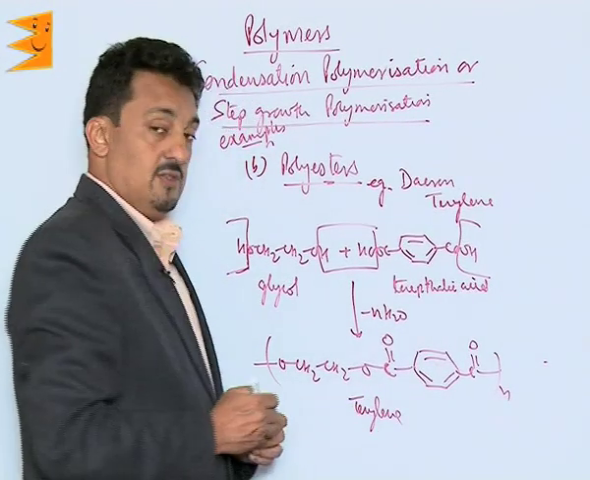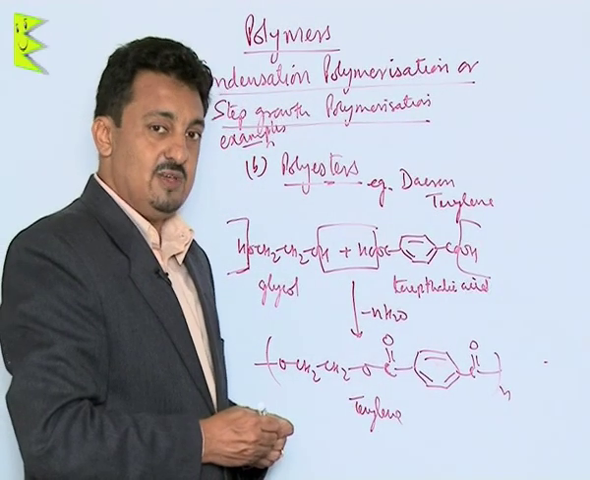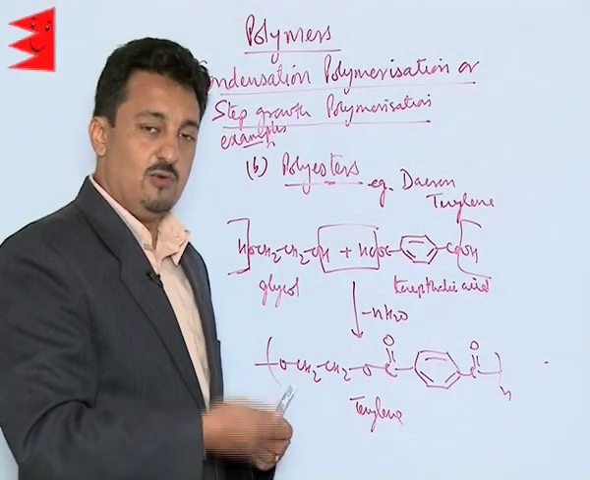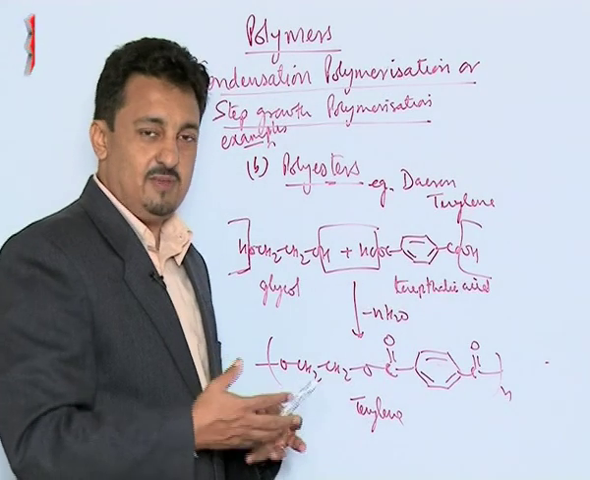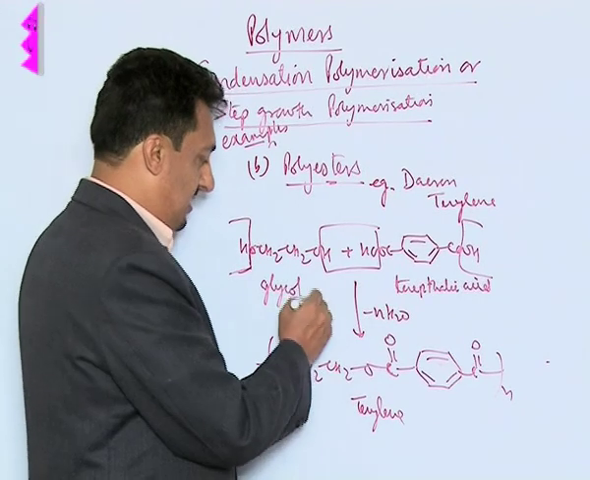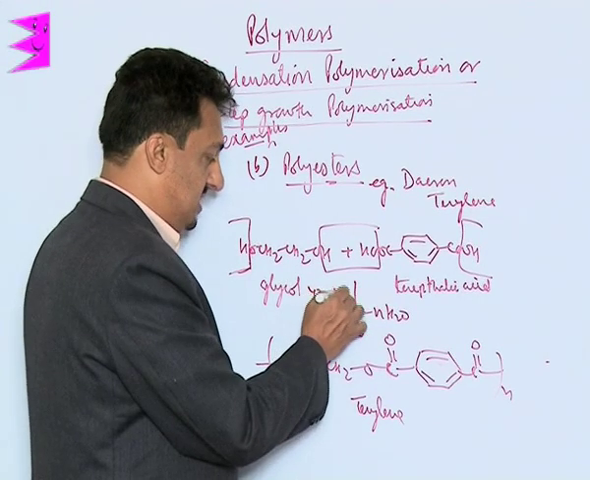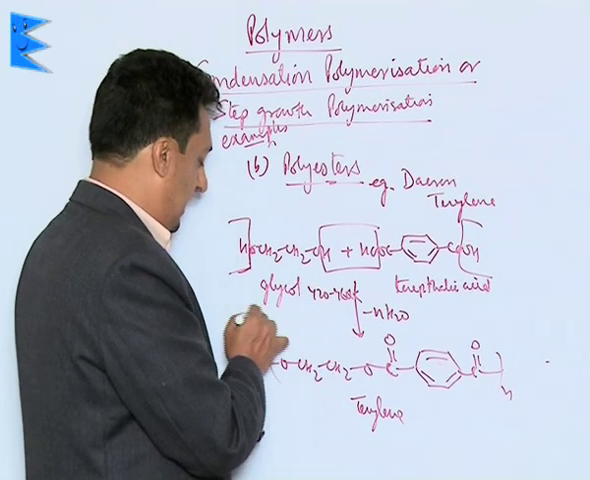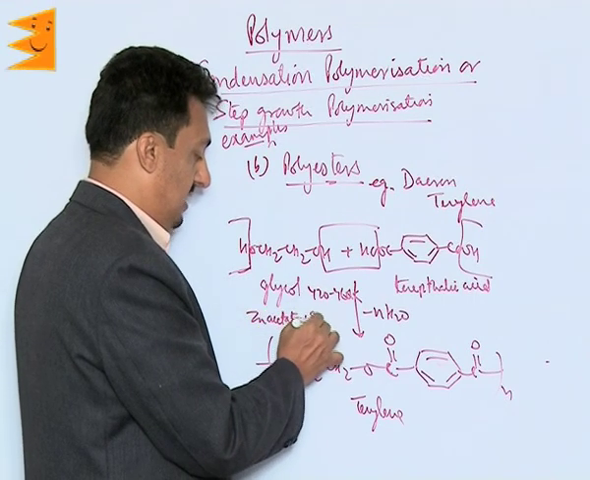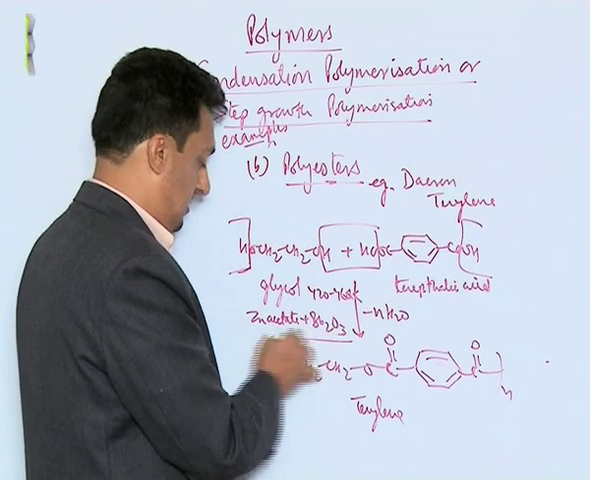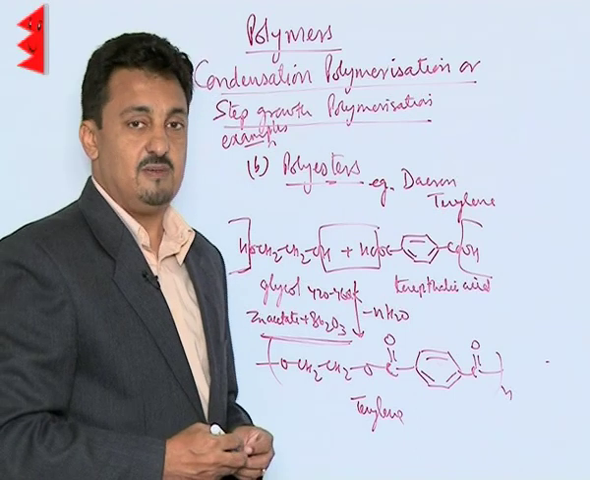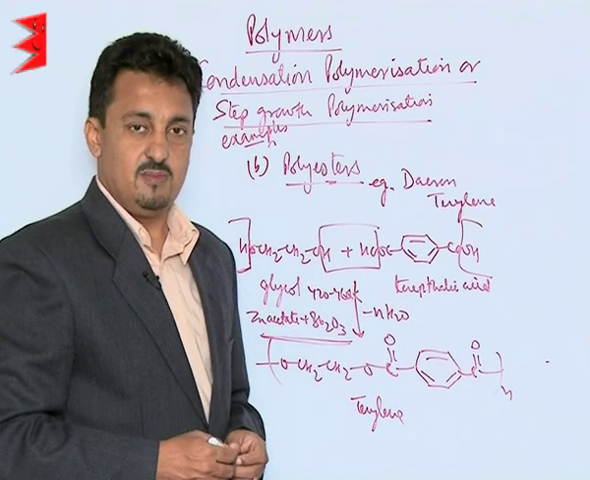So this is what we have, your terylene. Now terylene is used in making fibers which are blended with cotton and wool and others to make clothes and other types of fabrics. This reaction takes place at 420 to 460 Kelvin temperature, and it is catalyzed by zinc acetate plus antimony trioxide. So this is how we get terylene or Dacron, which is a polyester condensation polymer.